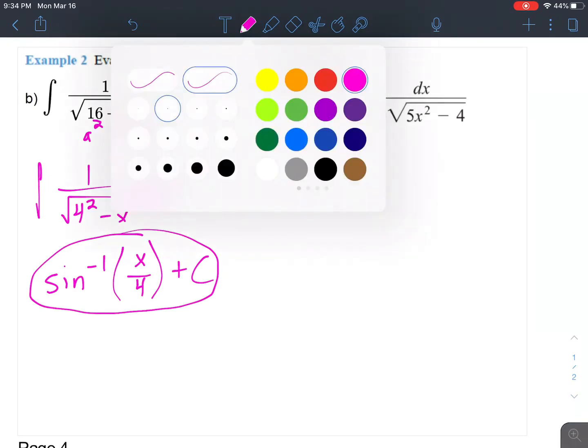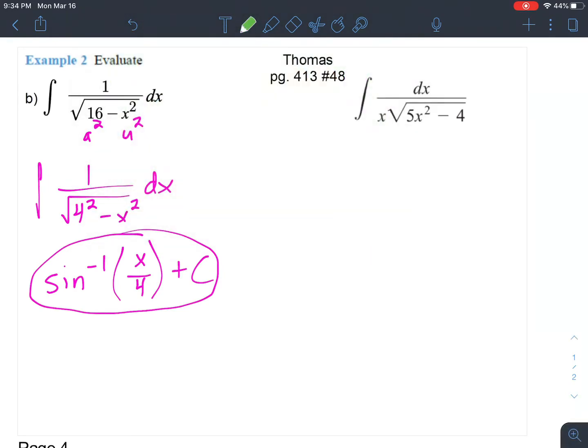All right, then for the second one, this comes out of the Thomas book. So it's going to be a little different and a little harder for this one. And the reason I say it's going to be a little bit harder is I notice inside the square root, well, that's supposed to be u squared minus a squared. But our u isn't going to be something really nice. If we label both of these, there's our u squared, there is our a squared, I can see then that u is actually going to involve the square root of 5.